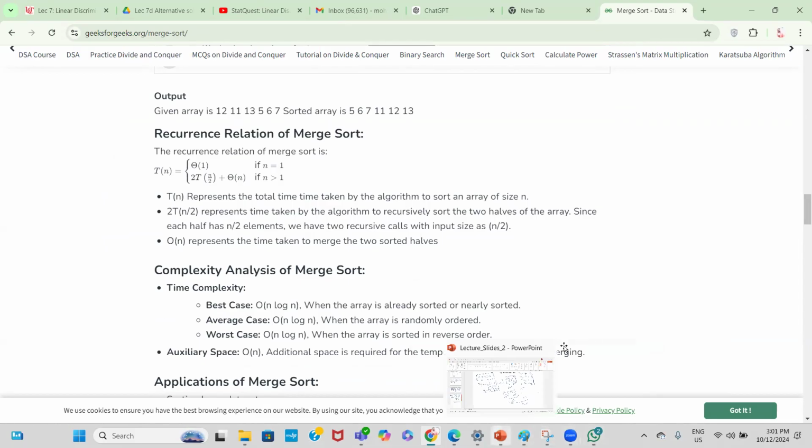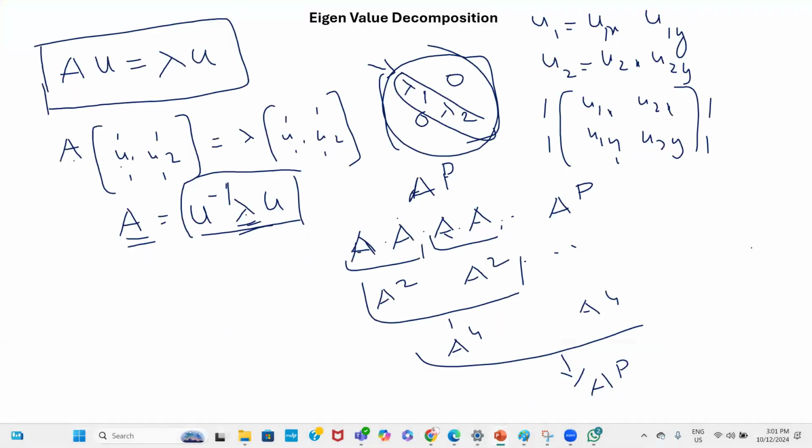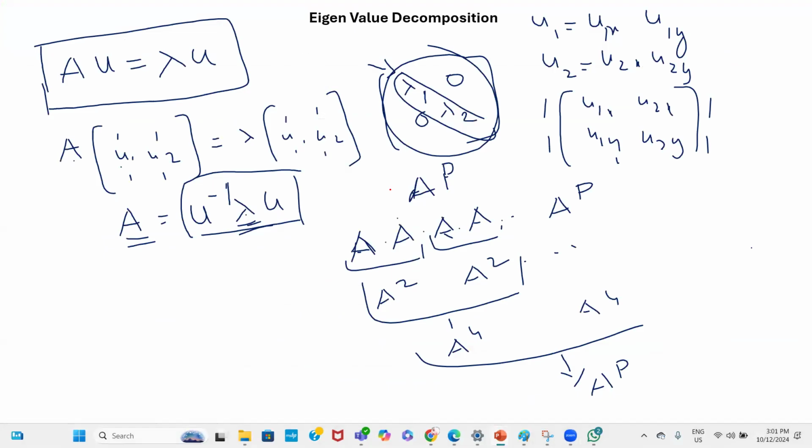So for calculating a to the power of p, the number of calculations it takes is log of p. So it's taking log of p times of calculations. But when you use this eigenvalue decomposition, the same a to the power of p can be calculated this way.